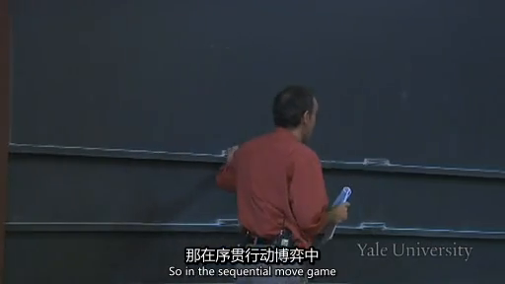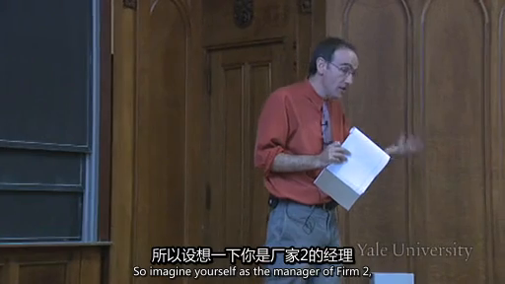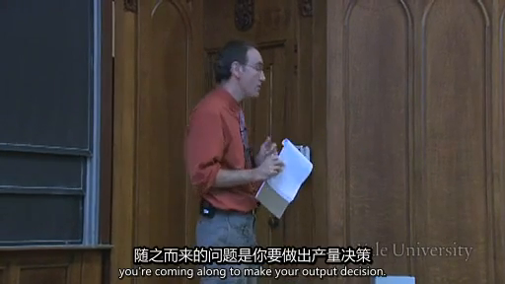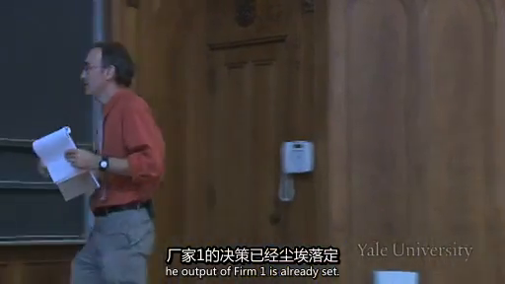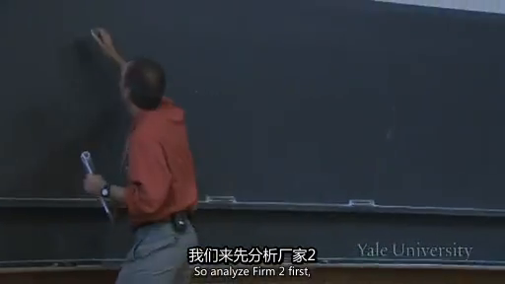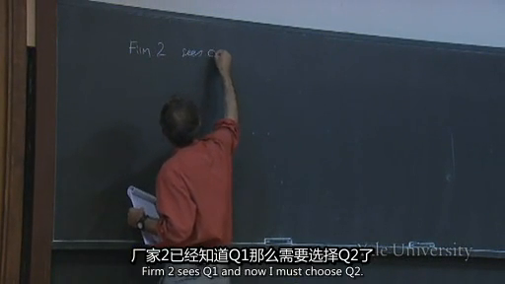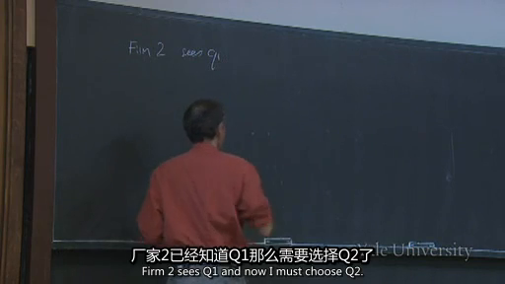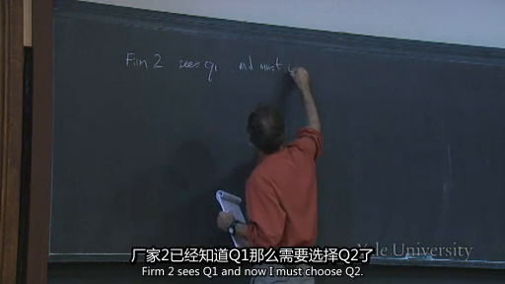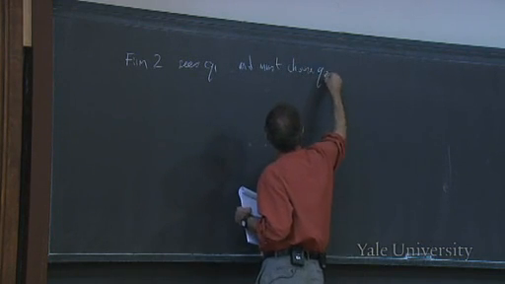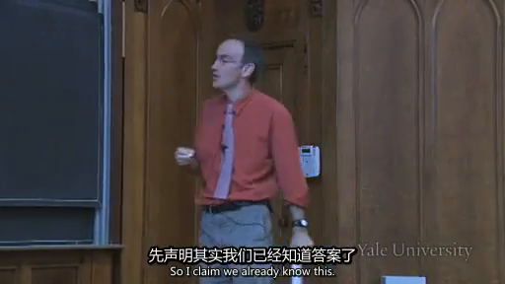All right, so in the sequential move game, we're going to start by analysing the move of firm 2. Imagine yourself as the manager of firm 2, you're coming along to make your output decision. The output of firm 1 is already set. So analyse firm 2 first. Firm 2 sees Q1 and now must choose Q2. So what is firm 2 going to do?